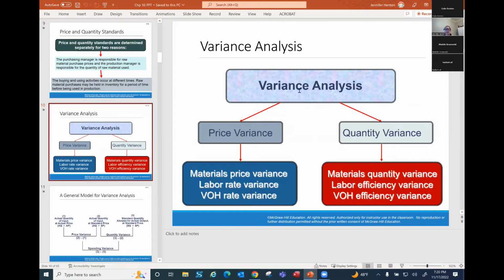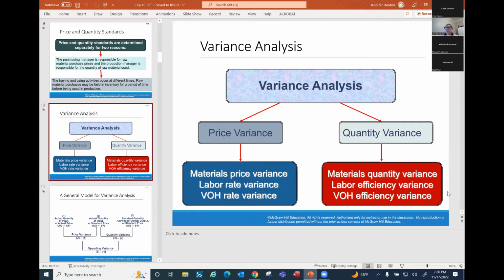All right. So now we have our price variances, which are the material price variance, the labor rate variance, and the variable overhead rate variance. So those are the three variances. And for quantity variance, we have the material quantity variance, the labor efficiency variance, and the variable overhead efficiency variance.